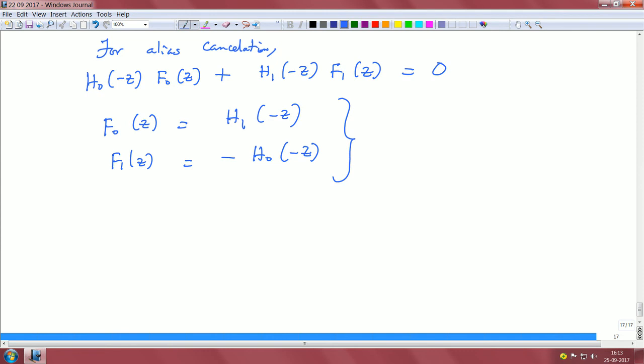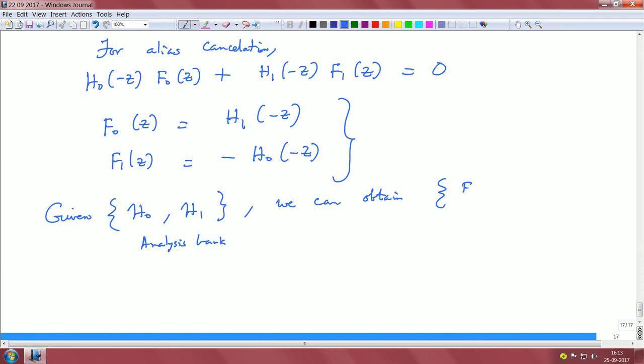right. So, given h naught and h1, this is the analysis bank, we can obtain f naught and f1 as above to remove aliasing error. Okay, this really cancels out aliasing.